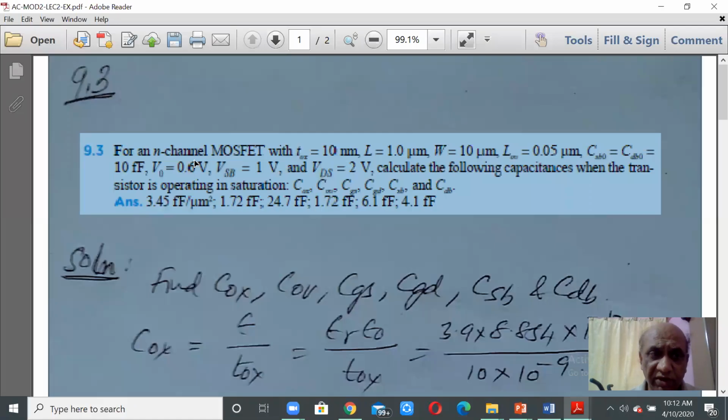For an N-channel MOSFET with tox equal to 10 nanometer, L equal to 1.0 micrometer, W equal to 10 micrometer, Lov equal to 0.05 micrometer, CSB0 and CDB0 of 10 femtofarad, V0 equal to 0.6 volts, VSB equal to 1 volt, and VDS equal to 2 volts, we need to find the different capacitances. The same thing is listed here.